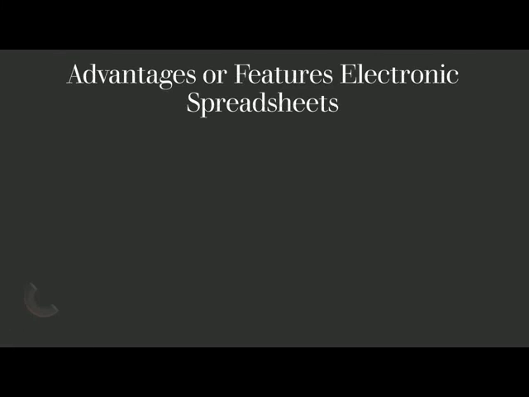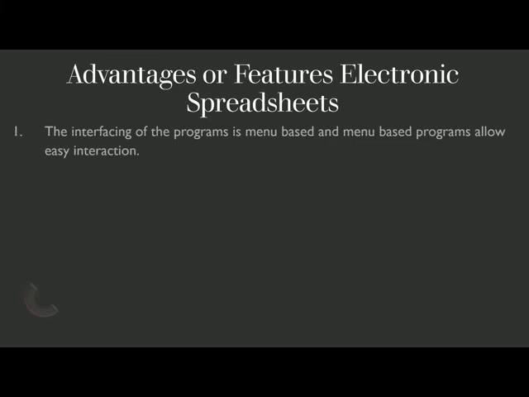Next is advantages or features of electronic spreadsheets. The first one is the interfacing of the programs is menu-based, and menu-based programs allow easy interaction. Because this supports GUI, apart from that, in case of menu bar, it consists of a drop-down list or a pull-down list. From the pull-down list, they can select the particular option.